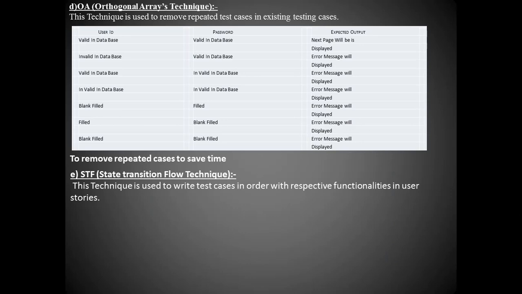Here are the user ID, password and the expected output. This is the table here. We are having the valid in database, valid in database. Next one, expected output is next page will be displayed.